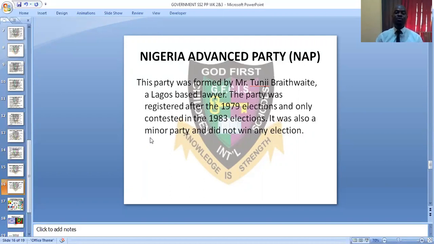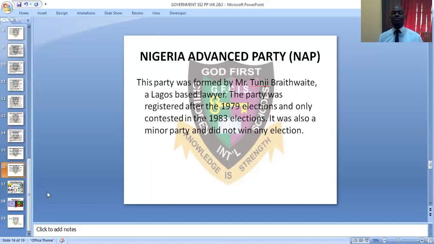So let's look at the sixth party, which happened to be the Nigeria Advanced Party. This party was formed by Mr. Tunji Braithwaite, a Lagos-based lawyer. The party was registered after the 1979 elections and only contested in the 1983 elections. It was registered in 1982 in order to be able to contest in the 1983 elections. It was also a minor party, and as a result, did not win any election at all. So this party didn't actually last long.